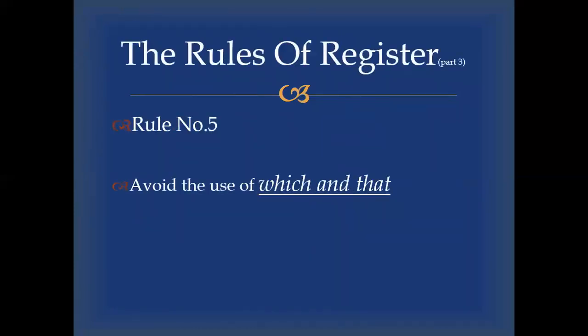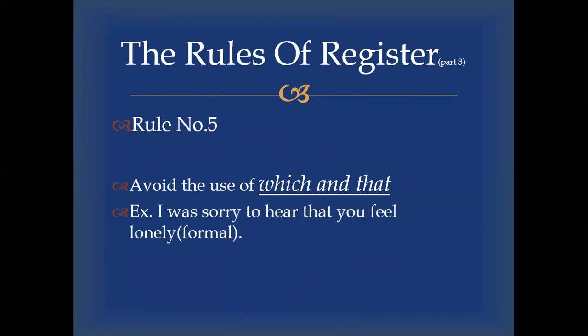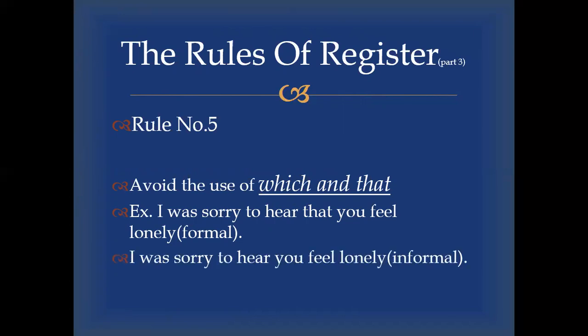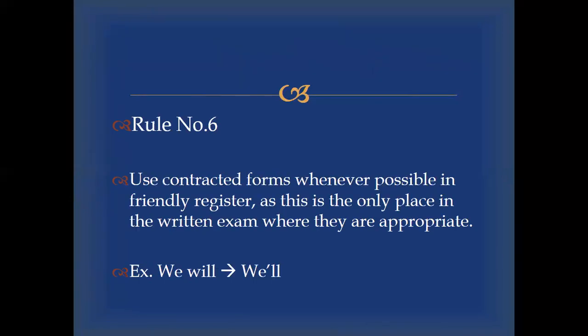The fifth rule is to avoid the use of which and that. And why this? Because if you use which and that, it means you are using the formal register here. So for example, I was sorry to hear that you feel lonely. This is the formal form, because you used that and which as a linking pronoun. So you say here, I was sorry to hear you feel lonely. So here without that and which, and it is perfect.